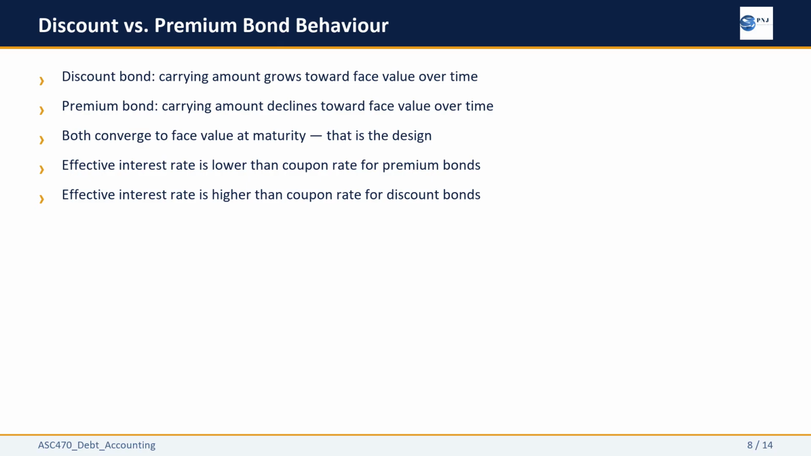Here is a useful mental model. For a discount bond, the carrying amount starts below face value and climbs upward each period. For a premium bond, the carrying amount starts above face value and drifts downward each period.